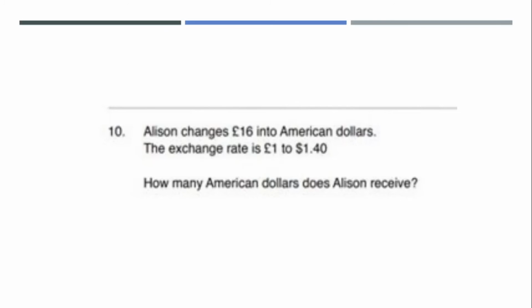For the amount of dollars that she receives, what you have to do is 16 multiplied by 1.4, but you can make this easier into whole numbers by multiplying 1.4 by 10, you get 14. So now it's 16 times 14, and that equals 224. But since you moved the decimal point to the right, you have to move back to the left, so that will give you 22.4. Since this is money, it would be 22.40, and it's dollars, so $22.40.